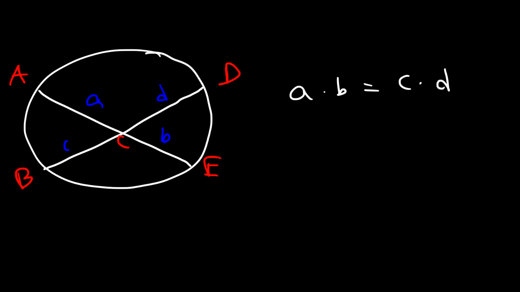Now let's talk about the chord-chord power theorem. So let's draw two intersecting chords. So let's call this A, B, C, D, and E. And let's say that segment AC is a and CE is b, and BC is c, CD is d. So the formula that relates those segments is as follows: a times b is equal to c times d. The product of the segments of the two intersecting chords are equal. So that's the chord-chord power theorem.